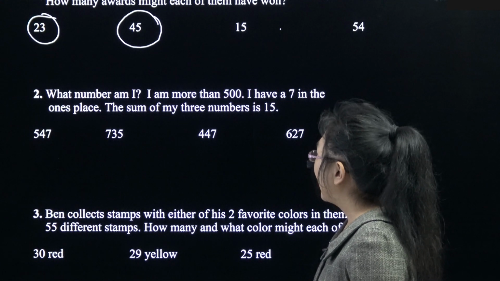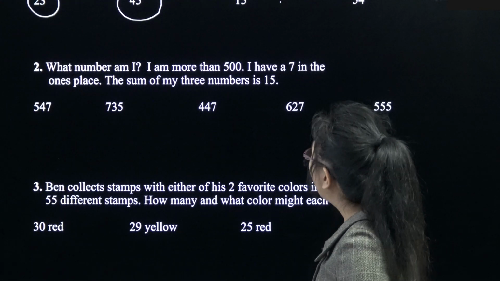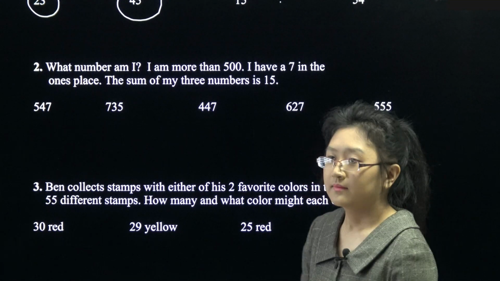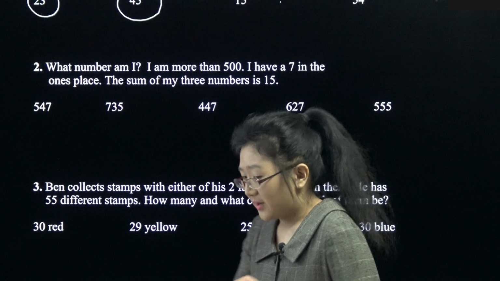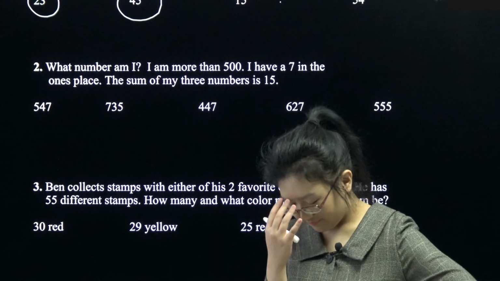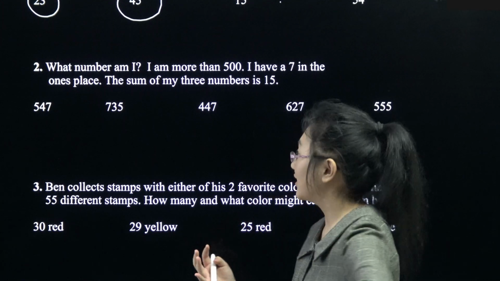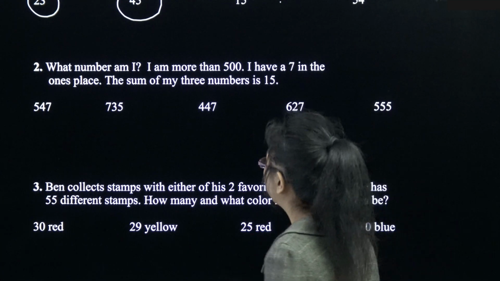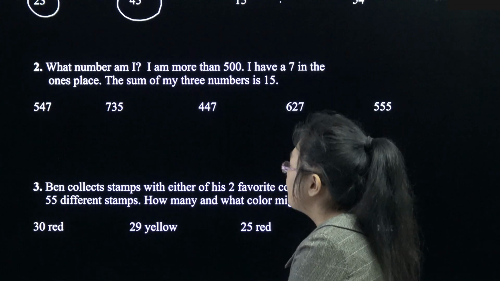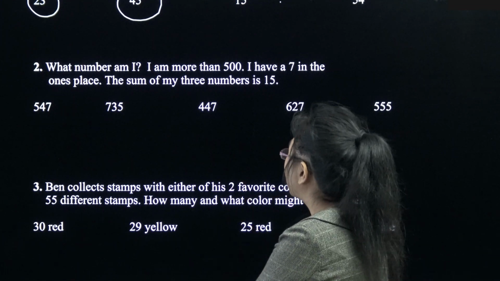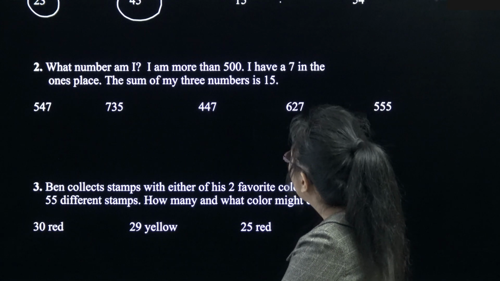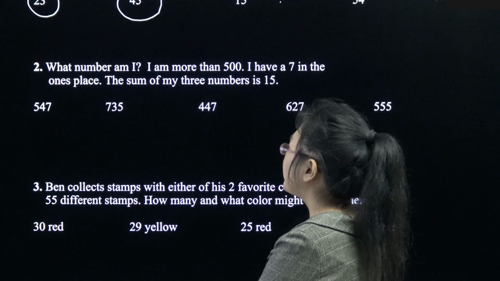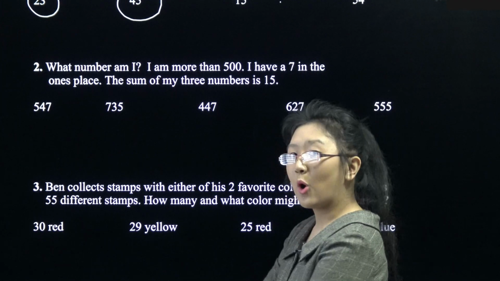What number am I? I am more than 500. I have a 7 in the ones place. The sum of my 3 digits is 15. Words cannot describe how frustrated I am at the fact that we have to guess and check at this. If we guess and check, we're gonna go like, is 447 the answer? Oh no, it's not more than 500. Oopsies. And then you keep going.